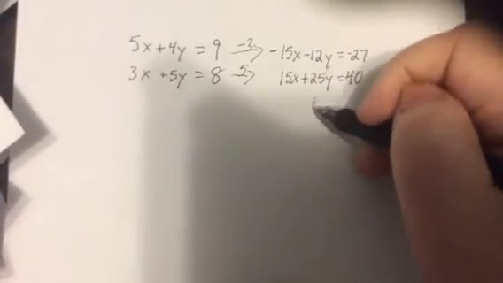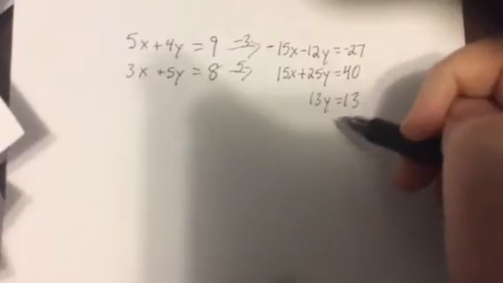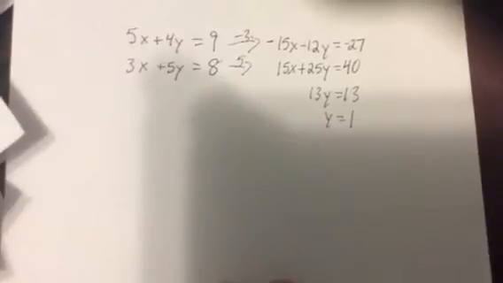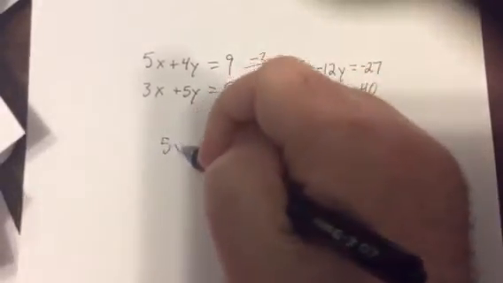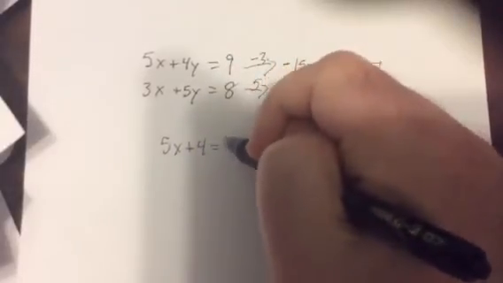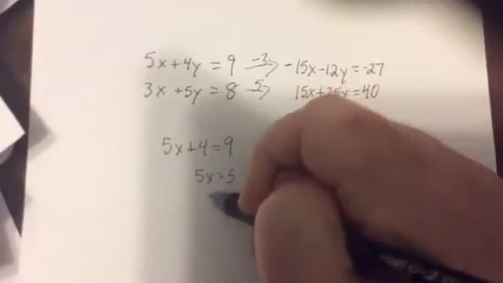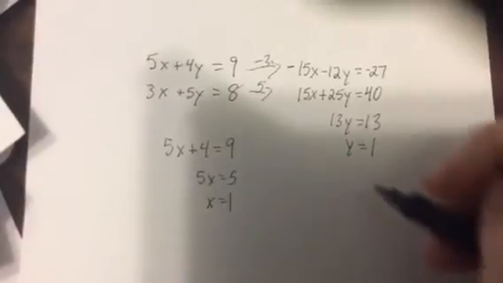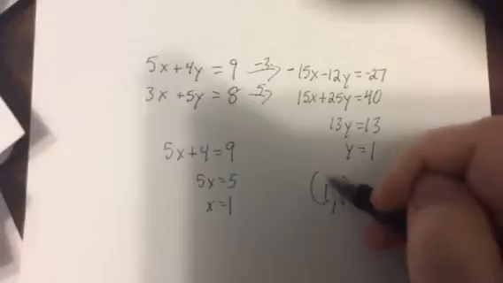Now this one would be 13y equals 13. Divide by 13, y equals 1. Okay, put 1 back in, so we got 5x plus 4 times 1 is 4 equals 9. Subtract 4, 5x equals 5, so x equals 1. So it's 1, 1, the sleeping owl.